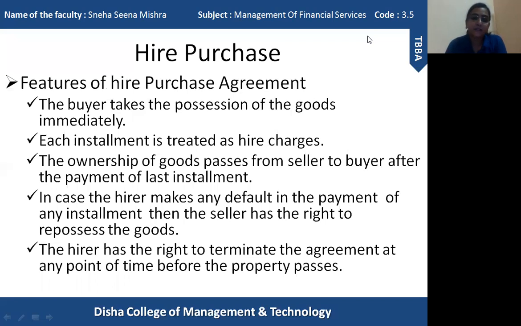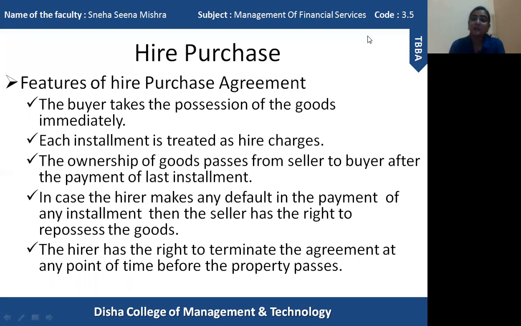So the first point here says that the buyer takes the possession of the goods immediately. So whenever a buyer and the seller enter into a hire purchase agreement, the possession of the goods is immediately transferred from the seller to the buyer. Suppose you are a buyer of a product and you have entered into a hire purchase agreement, you will immediately get the possession of the goods. Now you can use the goods the way you want.